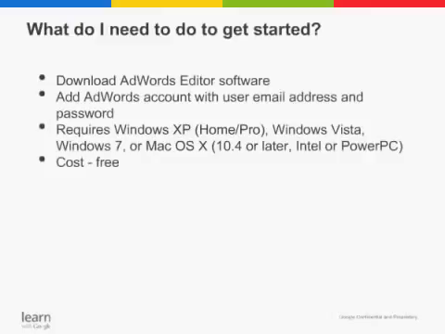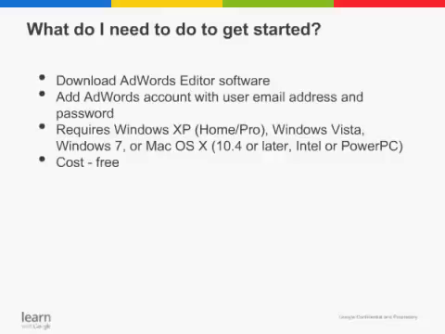So to get started with Editor, you'll need to get the software onto your computer. The URL for Editor is included in the Resources widget in your webinar console. Once it's installed, you'll be able to use your AdWords account login and password to download your account information into Editor. Editor runs on Macintosh and Windows machines, and it's totally free.